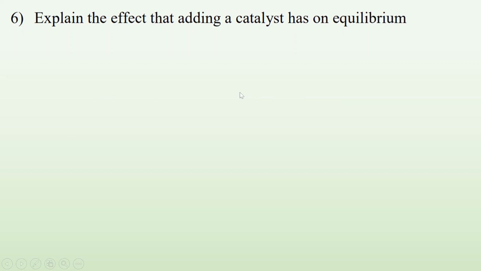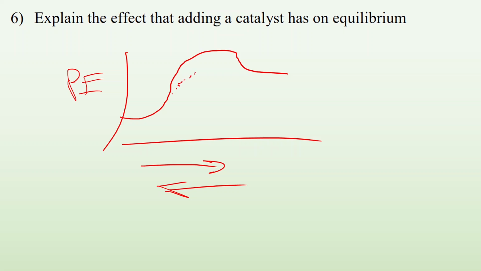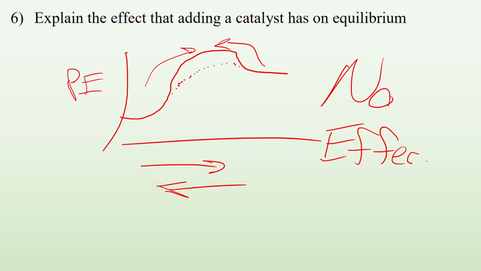All right, number 6, explain the effect that adding a catalyst has on equilibrium. All right, so equilibrium, we got this potential energy diagram, and let's look at an endothermic, for example. Here's my equilibrium. I got a forward process, but I also have a reverse process. What a catalyst does is it lowers that activation energy. So both processes, the forward process is easier, but so is the reverse process. So overall, it has no effect on equilibrium.